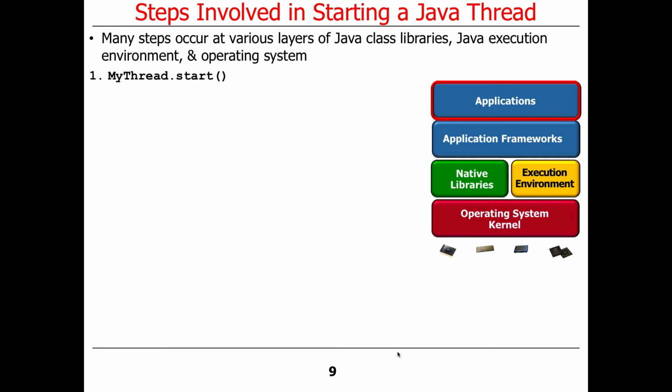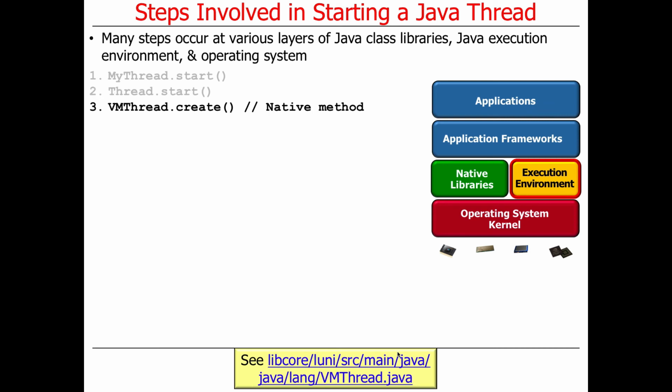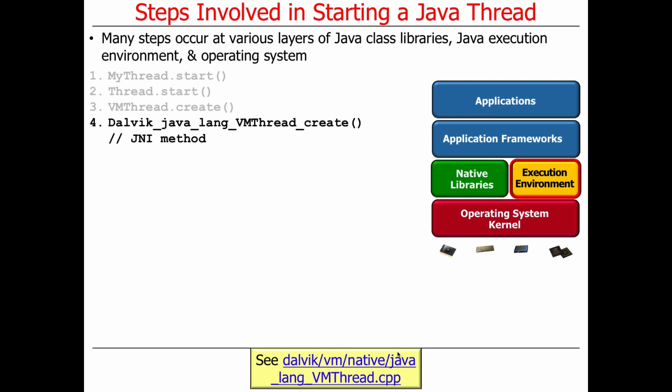So when you call myThread.start, which occurs at the application layer in your code, that on some versions of Android will call the start method of the Java thread, which is in the execution environment, such as Dalvik or Art. And then under the hood, that will call VMThread.create, which is a native method. It means it's a method that's implemented in C, but it's part of the virtual machine of Android. That then calls into this JNI method. This is, again, the Dalvik implementation. It may be somewhat different in Art, but it's the same idea. So it calls this Dalvik Java Lang VMThread create method.